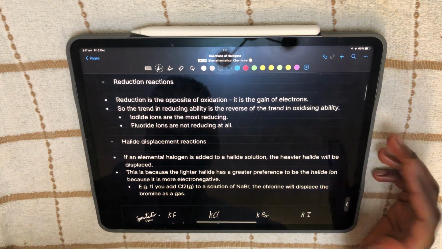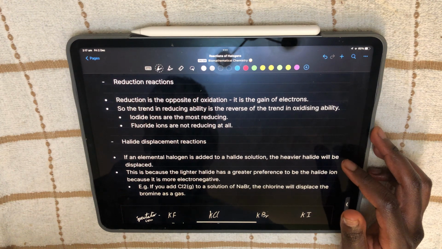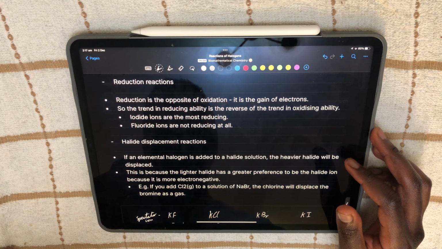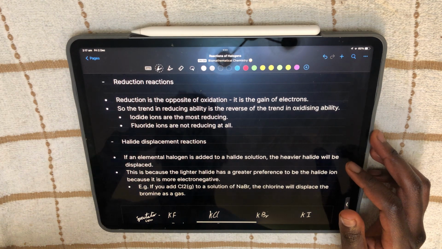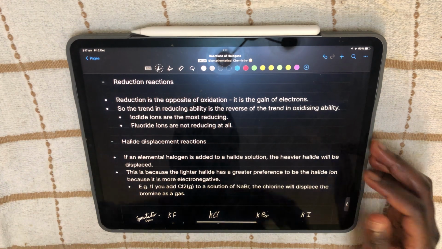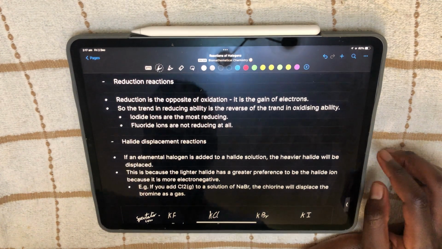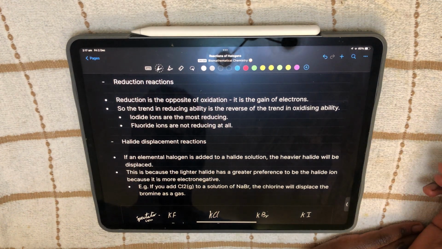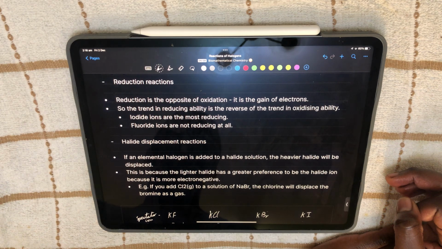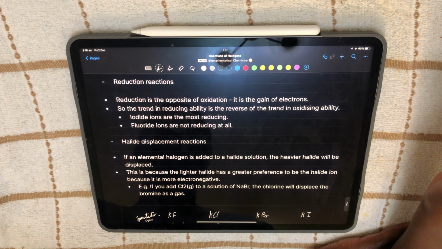Reduction reaction. So a reduction reaction is the opposite of oxidation, and it's the gain of electrons. So the trend in reducing ability is the reverse of the trend in oxidizing ability. So then, in that sense, iodide ions are the most reducing. Iodide, in that sense, is the best at being oxidized. So wait, is that true? Yes, they'll be the best at being oxidized.